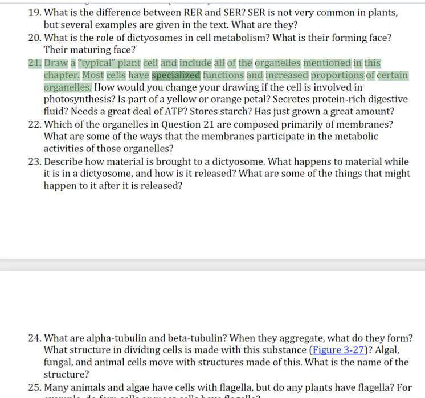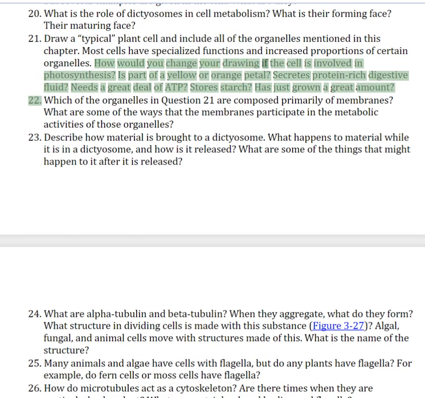21. Draw a typical plant cell and include all of the organelles mentioned in this chapter. Most cells have specialized functions and increased proportions of certain organelles. How would you change your drawing if the cell is involved in photosynthesis? Is part of a yellow or orange petal? Secretes protein-rich digestive fluid? Needs a great deal of ATP? Stores starch? Has just grown a great amount?